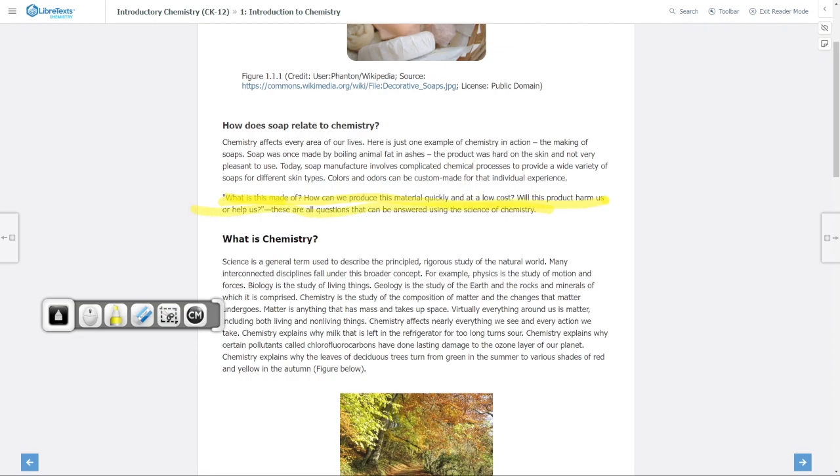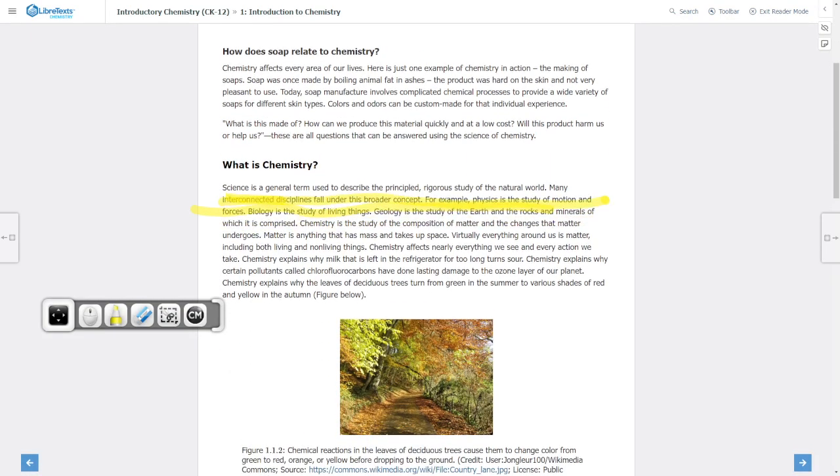What is this made of? How can we produce this material quickly and at a low cost? Will this product harm us or help us? These are all questions that can be answered using the science of chemistry. Love that. That perfectly explains chemistry. So, go ahead. Erase that.